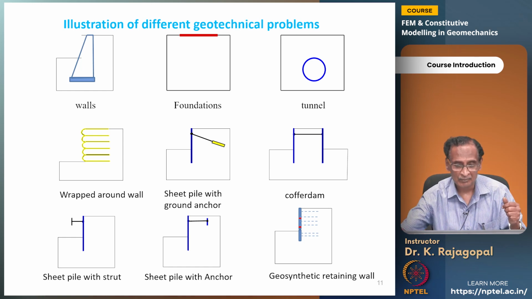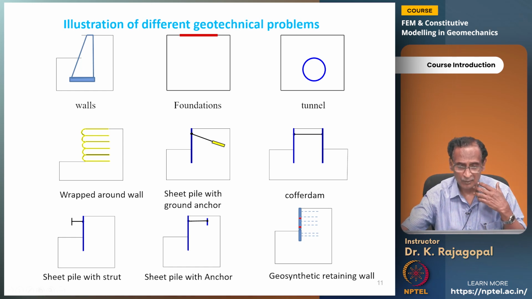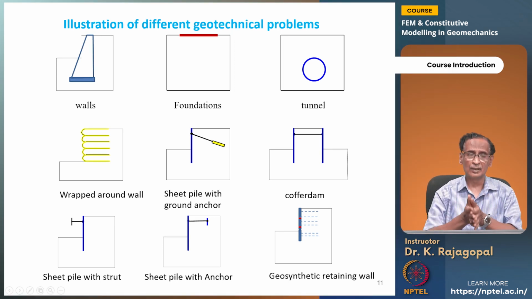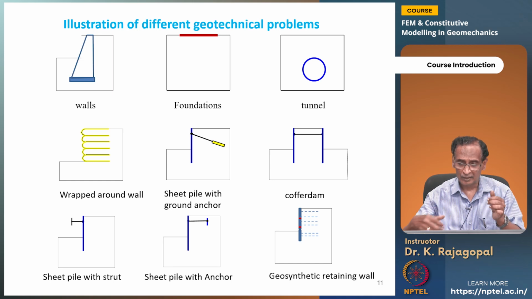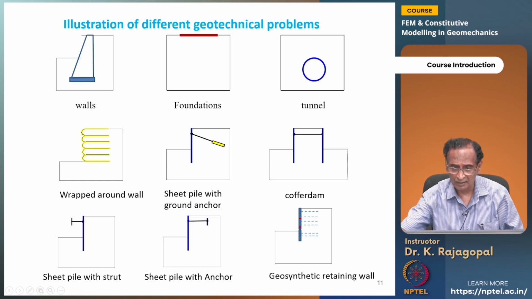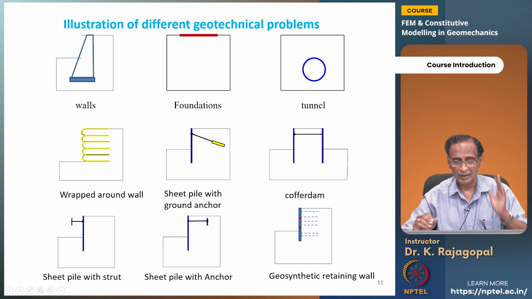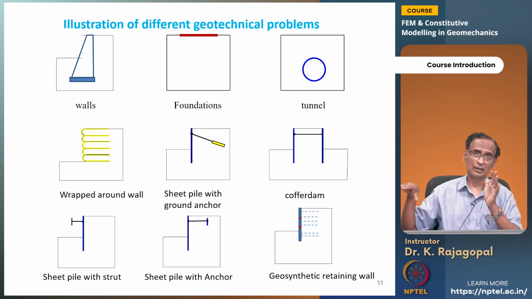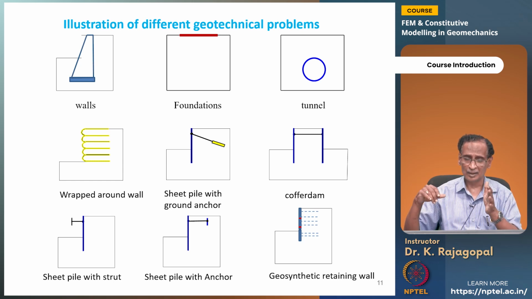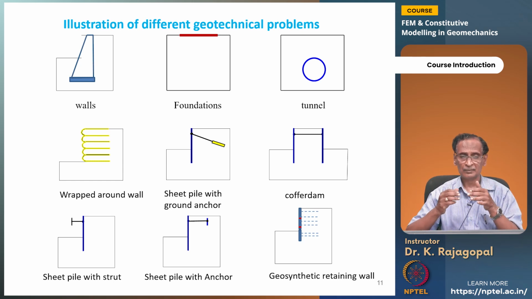And we may have a sheet pile wall with an anchor, wherein our sheet pile wall is there, and we have a tie rod. Then we have an anchor plate, so that we get some additional lateral load capacity for the retaining wall. Or we may have a geosynthetic retaining wall, wherein we have some facing, and that is connected to layers of geosynthetic reinforcement, so that we can build a vertical soil slope.